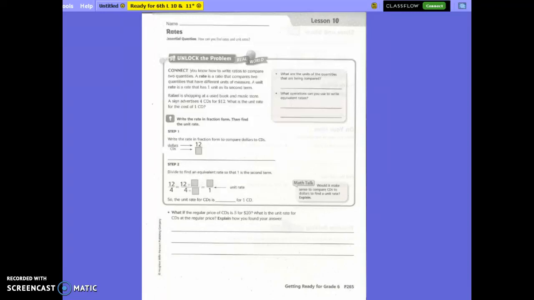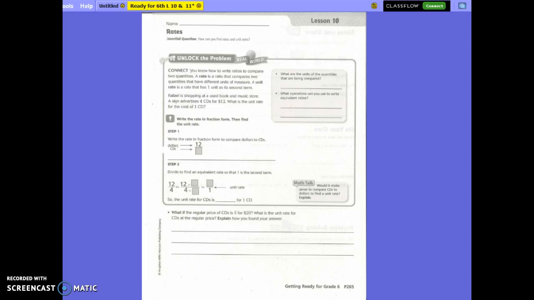Okay, today we're going to be looking at rate. It says, how can you find the rates and unit rate? Unit rate means if I buy 5 shirts, the unit is 1 shirt. So you find the price of 1 shirt, and then you can figure the rates if you buy them all. So it says, connect, you know how to write ratios to compare 2 quantities.